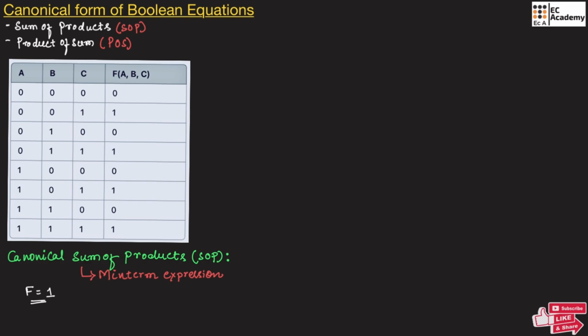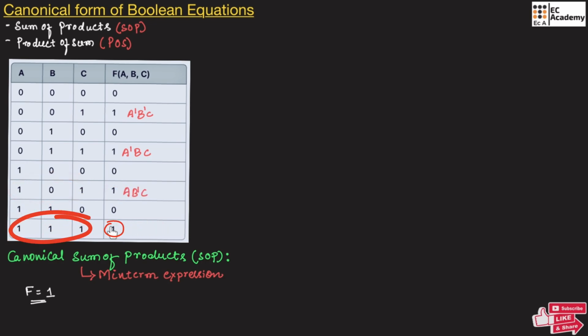So we have output as 1 in this row where a is 0, b is 0 and c is 1. So the minterm will be a dash, b dash, c. We have output as 1 for a is equal to 0, b is equal to 1, c is equal to 1. Therefore, we can write minterm as a dash, b, c. Here again we are having output as 1 for a is equal to 1, b is equal to 0 and c is equal to 1. So minterm will be a, b dash, c.